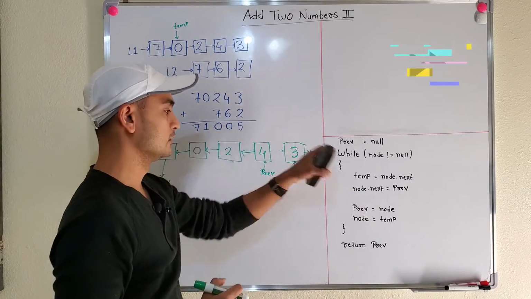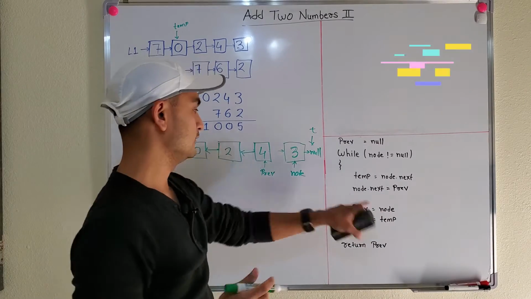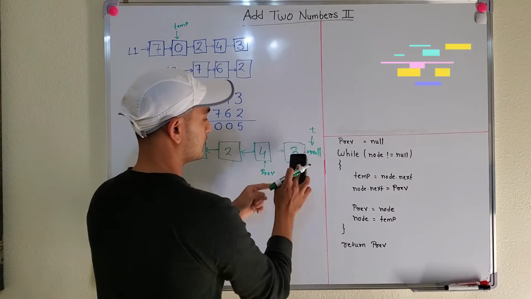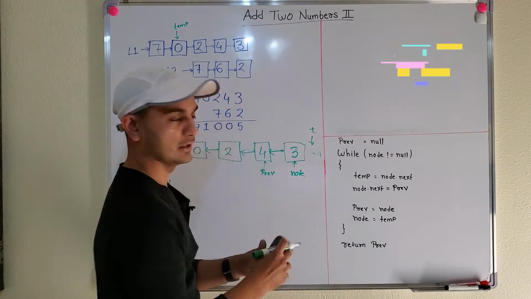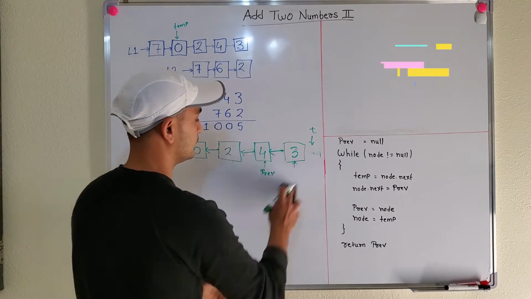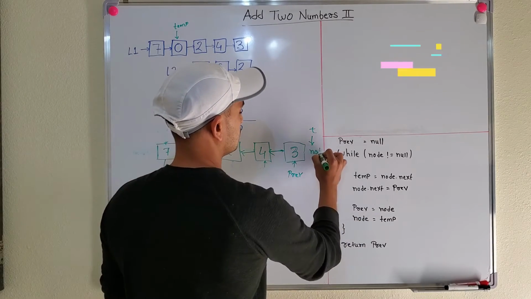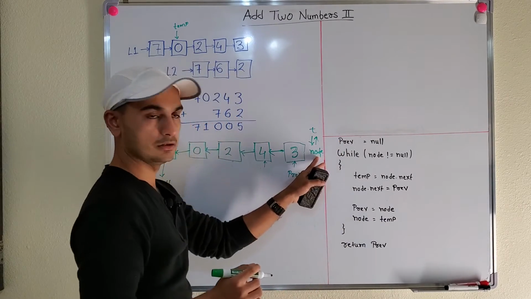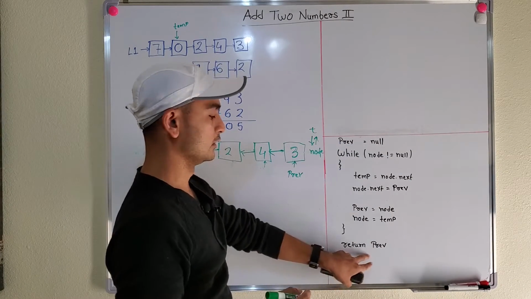And one more time, right? Same thing. So we record temp, which is node.next. So this is temp, which is null. Node.next becomes previous, and then we just update those pointers. So previous becomes node, previous comes here, and node becomes temp. So node comes here, which is temp. So node is null, and if node is null, we end the loop and we say return previous.